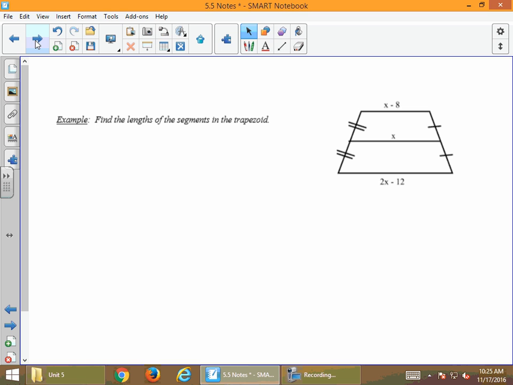Because I don't have numbers, I can't see what it's increasing or decreasing by, whatever it is. But I want to find the lengths of these segments. So we got the bases and that mid segment in there. All right. Let's go ahead and do so.